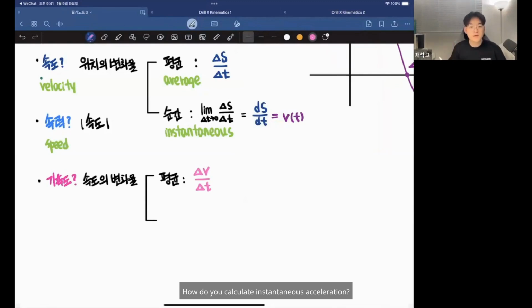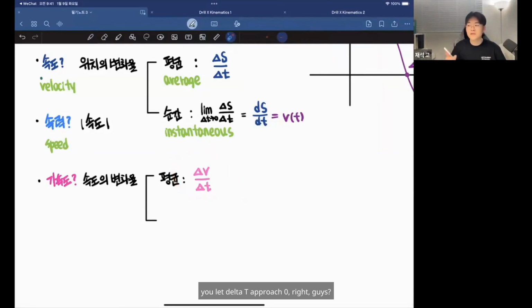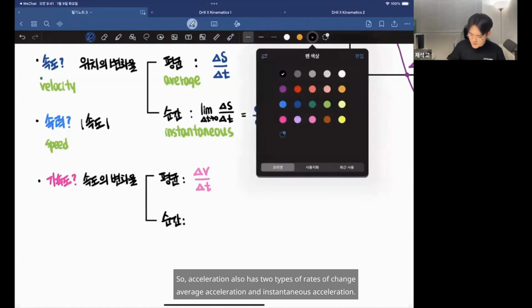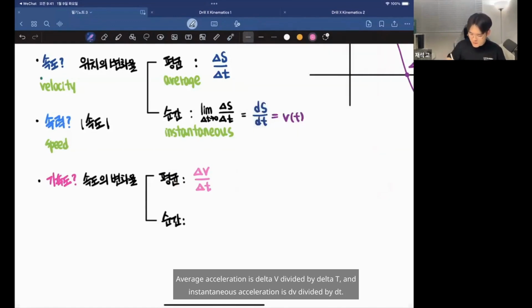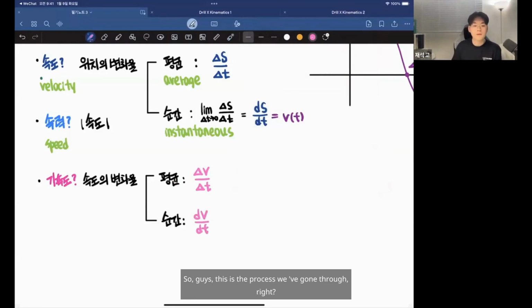How do you calculate instantaneous acceleration? You always find the instantaneous rate of change by first calculating the average rate of change, and then you let delta t approach 0. So how does this equation change? It becomes dv/dt. I'll skip the process and just write the result. So acceleration also has two types of rates of change: average acceleration and instantaneous acceleration. Average acceleration is delta v divided by delta t, and instantaneous acceleration is dv divided by dt. Is this all clear, guys?